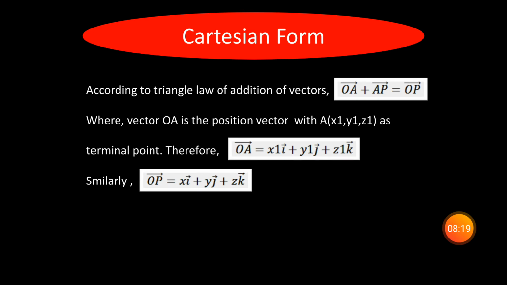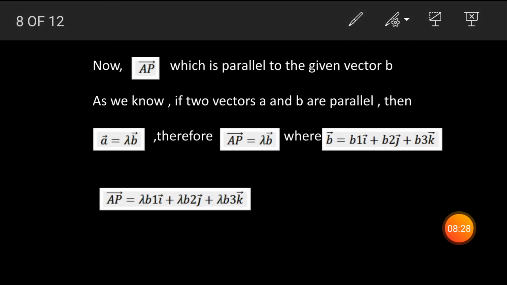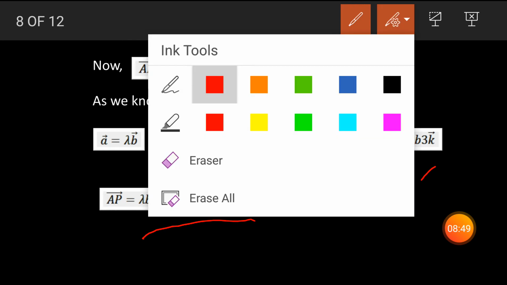Now we are going to write AP vector in component form. How are we going to write it? Let's see. So this is AP vector, and as AP vector is parallel to B vector, AP is lambda times B, and B vector has the components b1, b2, b3. So B vector will be b1 i plus b2 j plus b3 k. So AP vector is lambda times b1 i plus lambda times b2 j plus lambda times b3 k. So this is what we got.